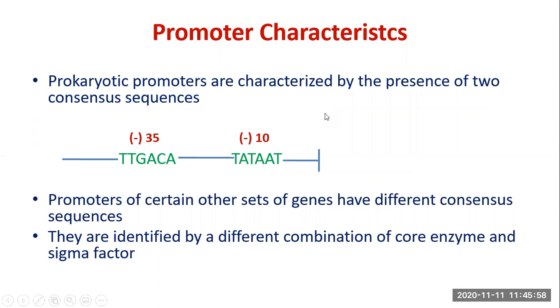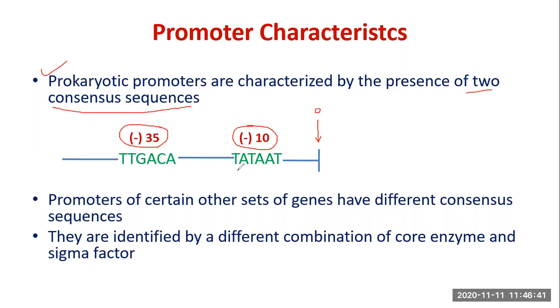So what are the characteristics of a promoter? Bacterial promoters or prokaryotic promoters are characterized by the presence of two consensus sequences. What is meant by consensus sequences? When scientists analyzed a large number of RNA polymerase binding sites in bacterial genes, they found that the sequence at these locations, -10 and -35, where minus indicates upstream of the start site, were the same, identical, and therefore they are called consensus sequences.